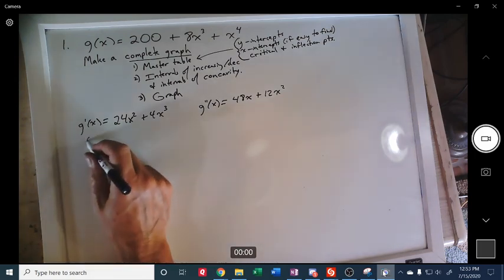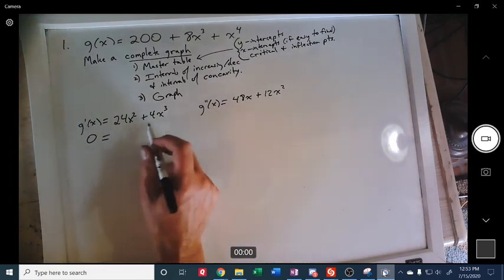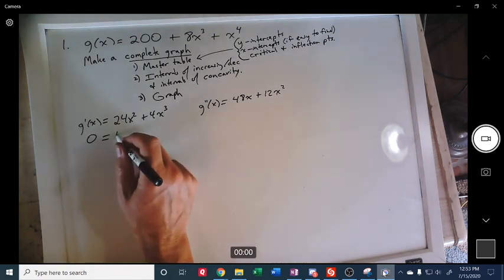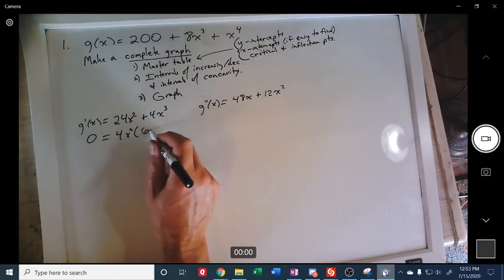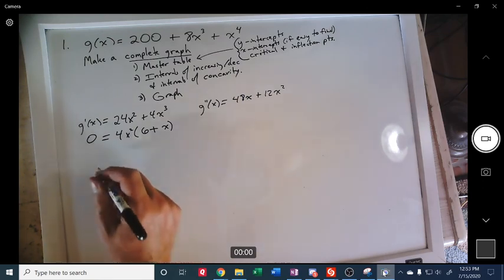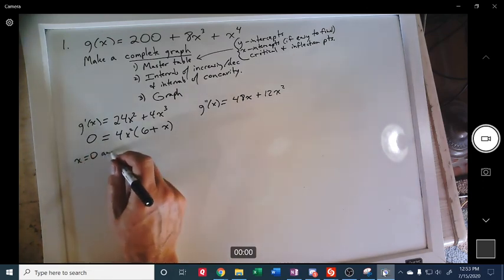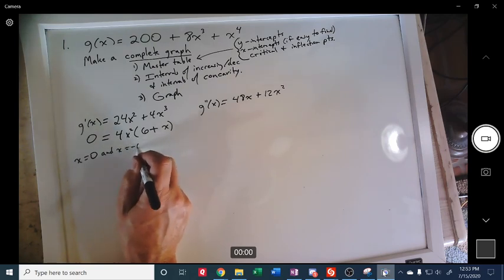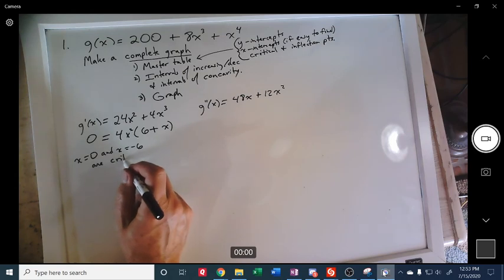Then I set this first derivative to 0. When I set it to 0, I'm going to factor out 4x squared, which is common to both of those, and get 6 plus x. So x equals 0 and x equals negative 6 are critical points.